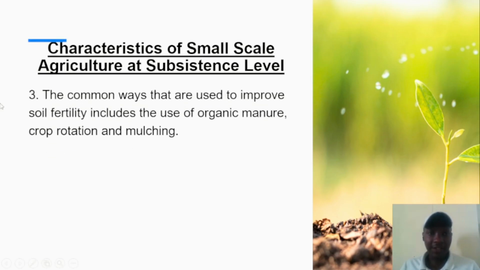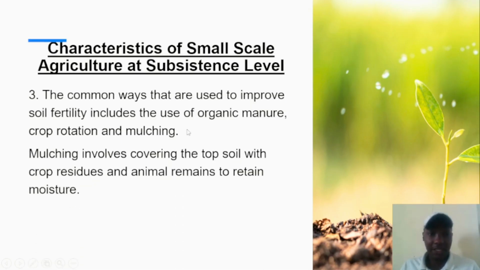The other characteristic: the common ways that are used to improve soil fertility include the use of organic manure, crop rotation, and mulching. So these are the common ways that are there when you term the agriculture as small scale agriculture. The common ways used to improve the soil's fertility are the use of organic manure, crop rotation, and mulching.